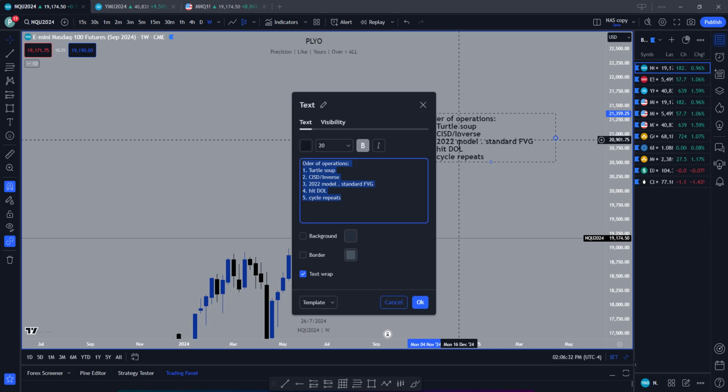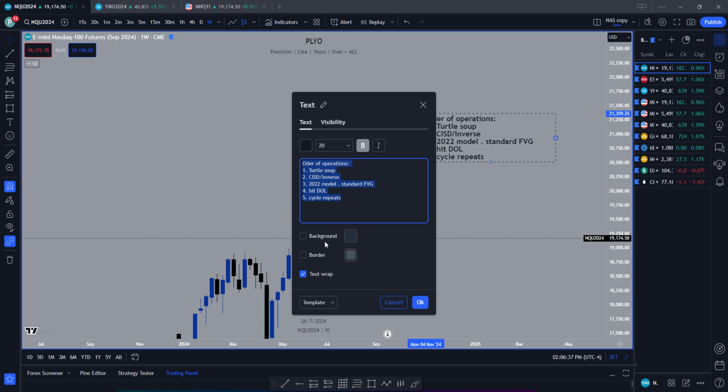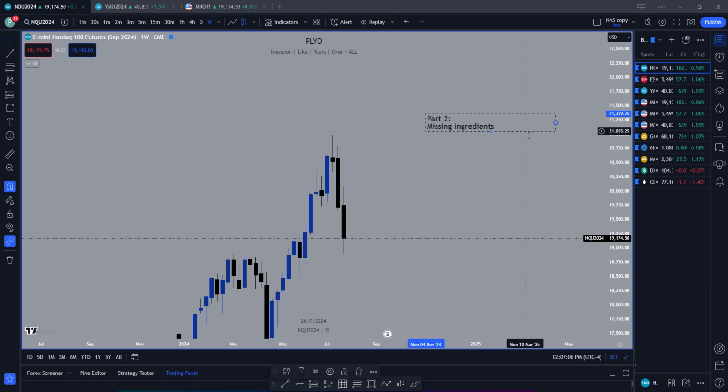So today's class, actually I'm going to leave that up there. Copy this and put it to a note. Okay, so today's class is going to be on part 2, missing ingredients. I know I spelled that wrong. That's what the autocorrect is for. Okay, so missing ingredients. That's what today's class is going to be on.